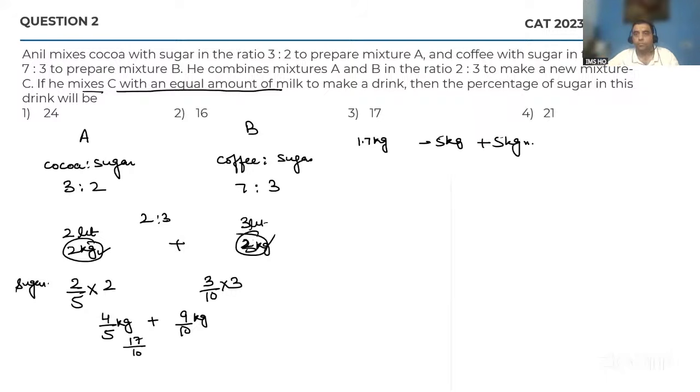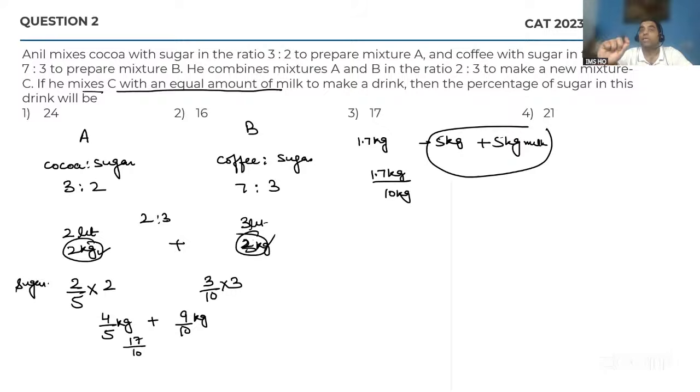Sorry. The moment I'm able to make 5 kg milk into this, I know the amount of sugar will not change. It's just the total volume that will change. The total volume now will become 10 kg. Out of that, sugar is going to be 1.7 kg. Now the question says, what is the percentage of sugar in the entire mixture? Sugar is 1.7 kg, the entire mixture is going to be 10 kg. Therefore, 1.7 upon 10 into 100, which is as simple as 17%. That is my answer.